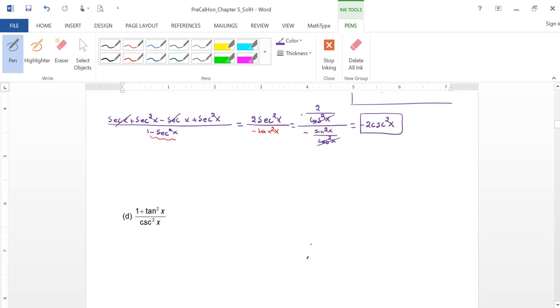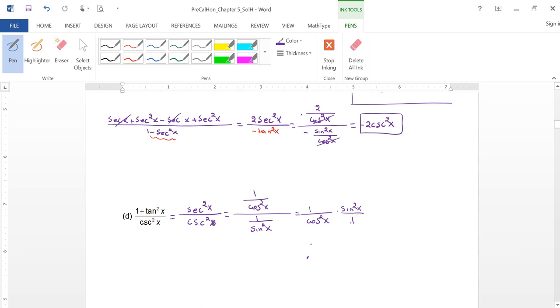Wait, there's a very easy way to do this one. Because 1 plus tangent squared is what? Secant squared x over cosecant squared x. Secant is 1 over cosine. Cosecant is 1 over sine. So this is 1 over cosine squared x times sine squared x over 1.